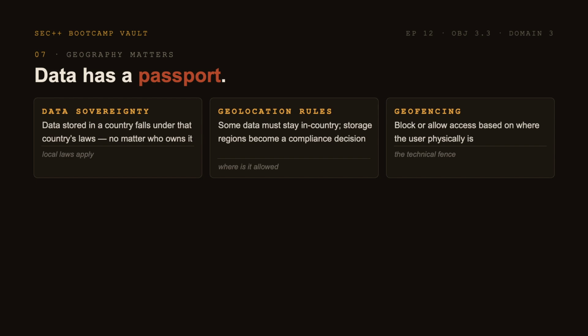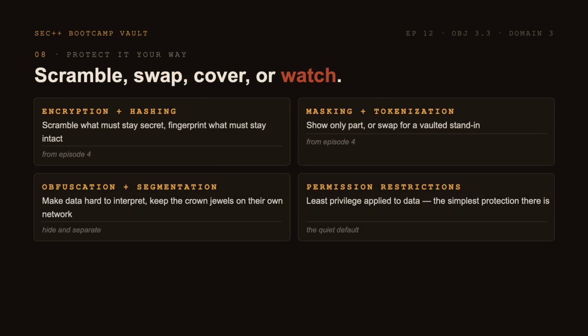Geography matters more than people expect. Data sovereignty means data stored in a country falls under that country's laws, no matter who owns it. Park European customer data on a server in another region, and you may have just broken the rules. So storage regions become a compliance decision, and some data simply must stay in country. Geofencing is the technical fence, allowing or blocking access based on where the user physically is. If the exam mentions which country a server is in, it is a sovereignty question.